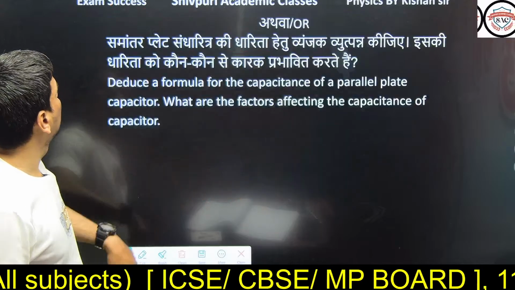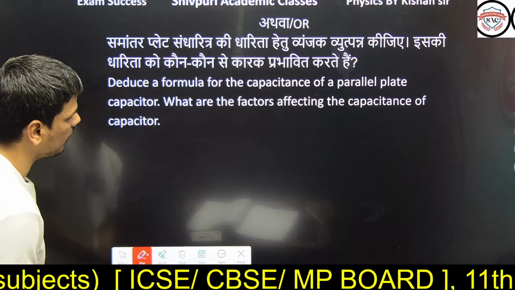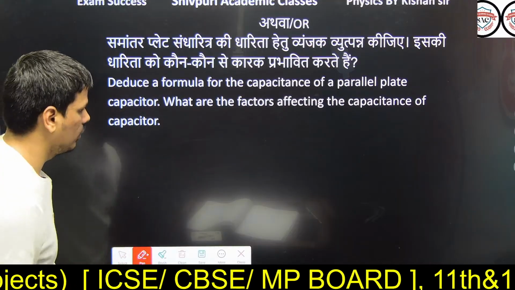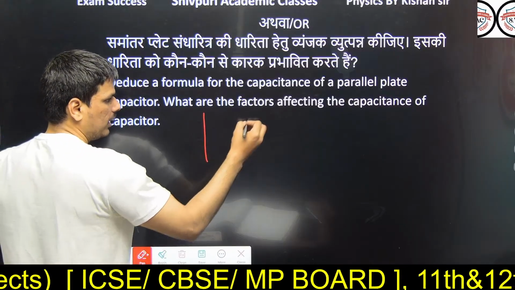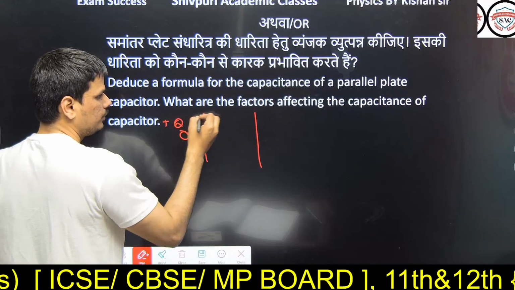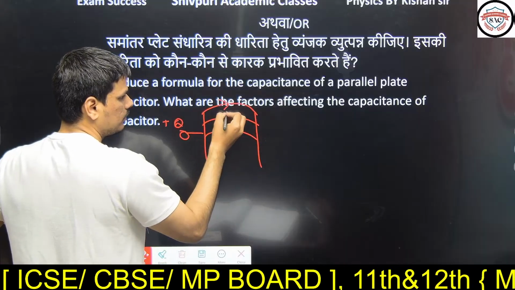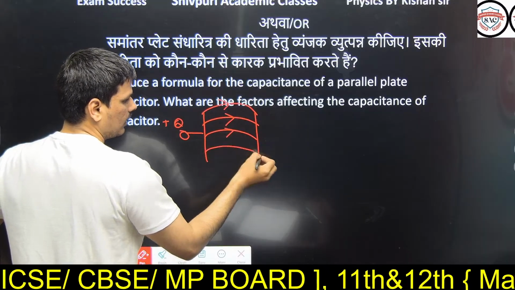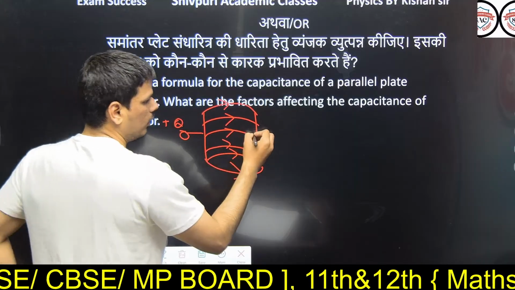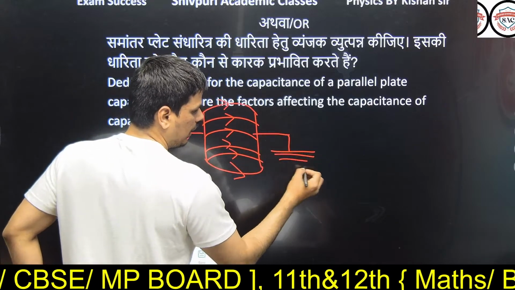Okay. Our next question is, deduce a formula for the capacitance of a parallel plate capacitor. What are the factors affecting the capacitance of a capacitor? So first we are going to draw the parallel plate capacitor. They are connected to a positive charge plus Q. So here the charge will go like this. These are our parallel plate capacitor, and the other end of the second plate is going to get earthed.